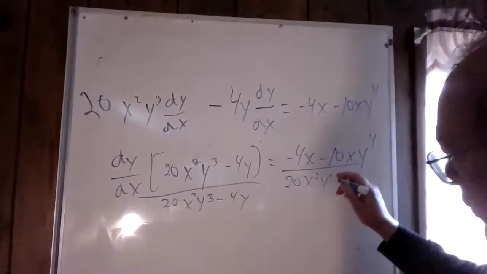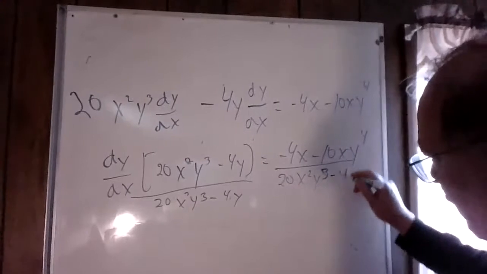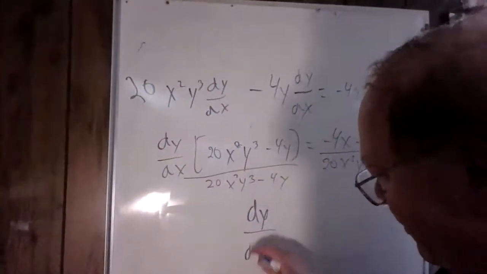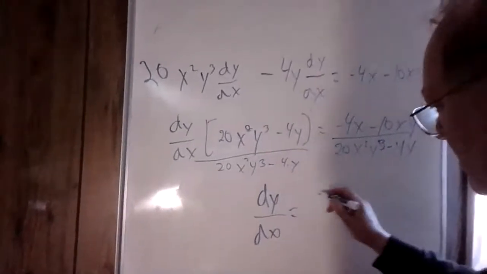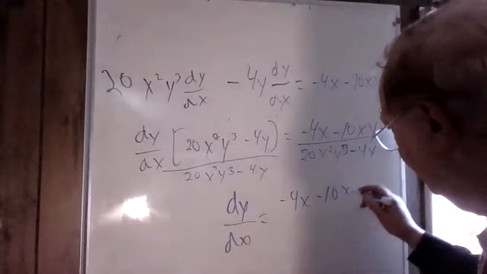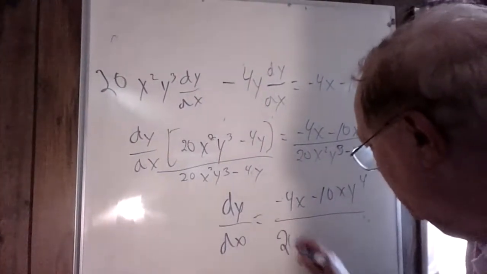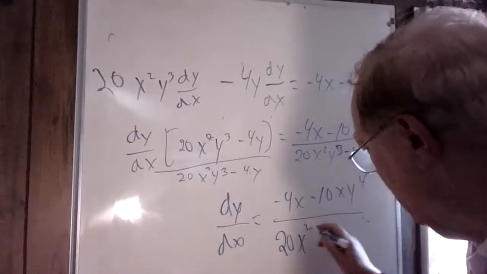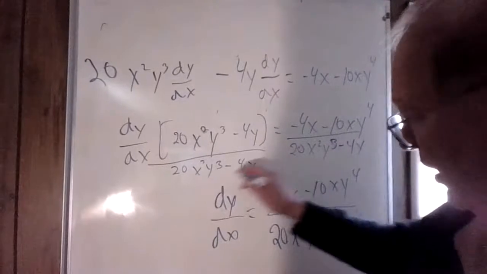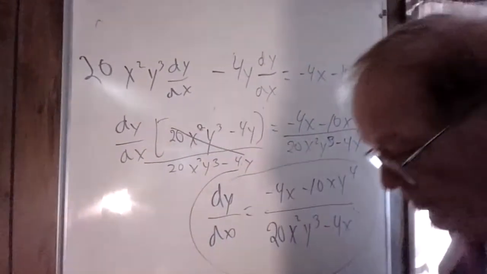All right. So now I'm going to divide both sides by 20 x squared y third minus 4y. So dy/dx now becomes, finally, minus 4x minus 10x y to the fourth over 20 x squared y to the third minus 4y. And that's your answer. This cancels.